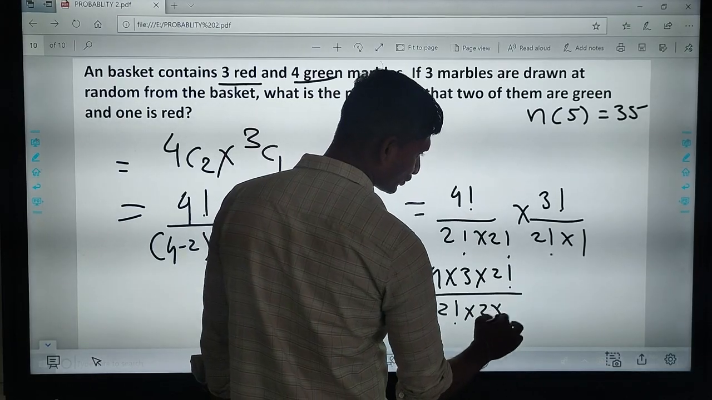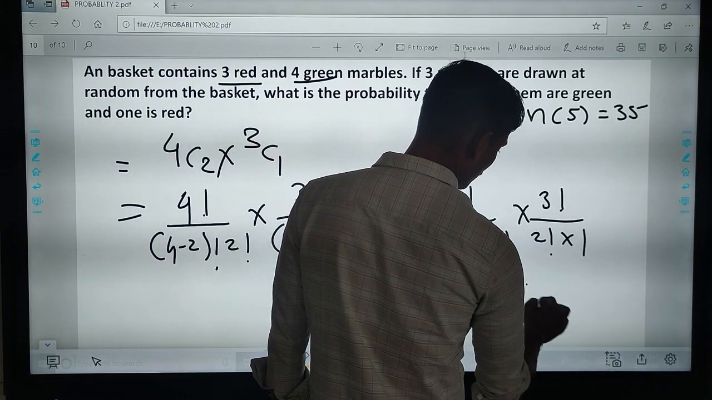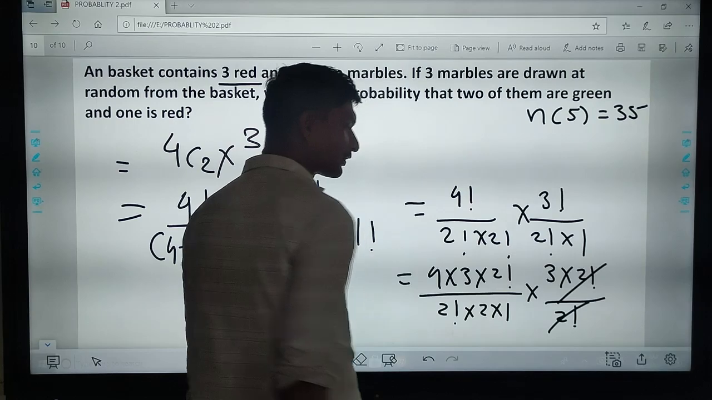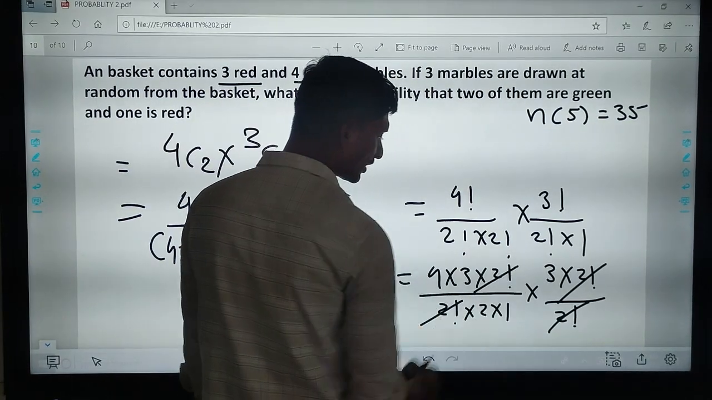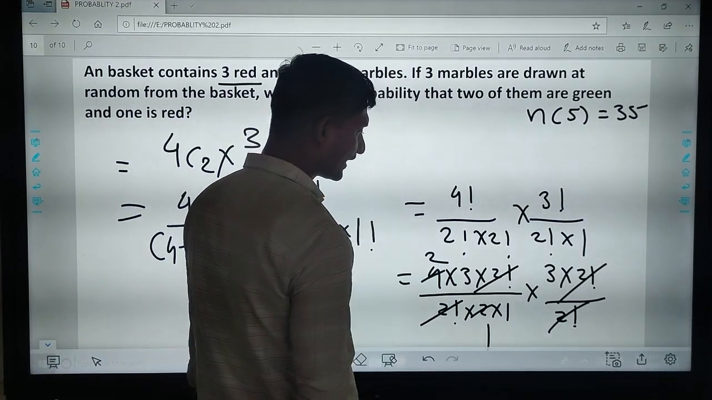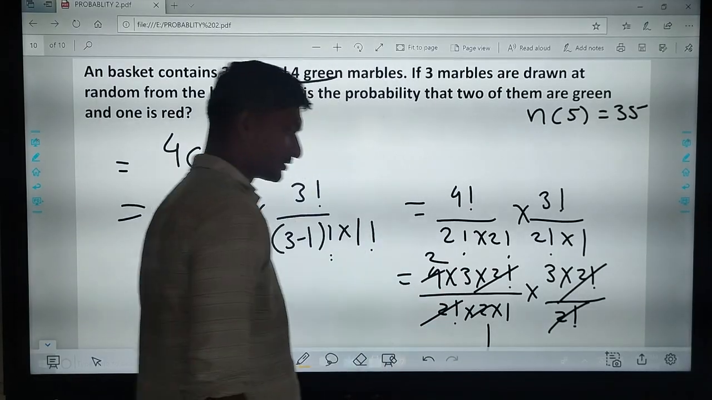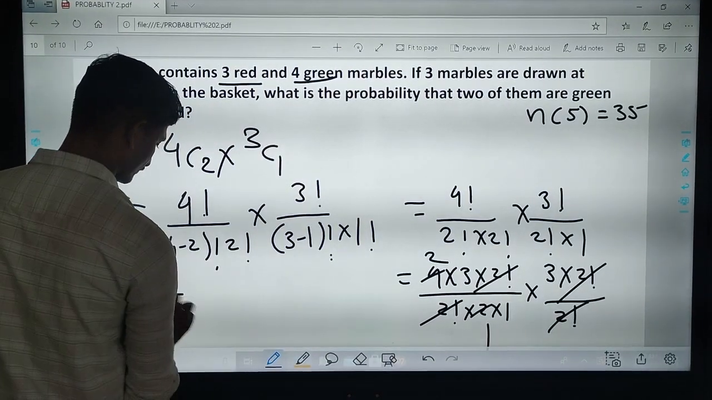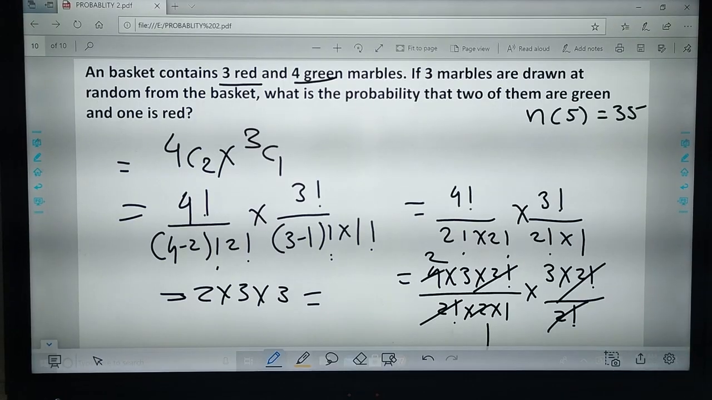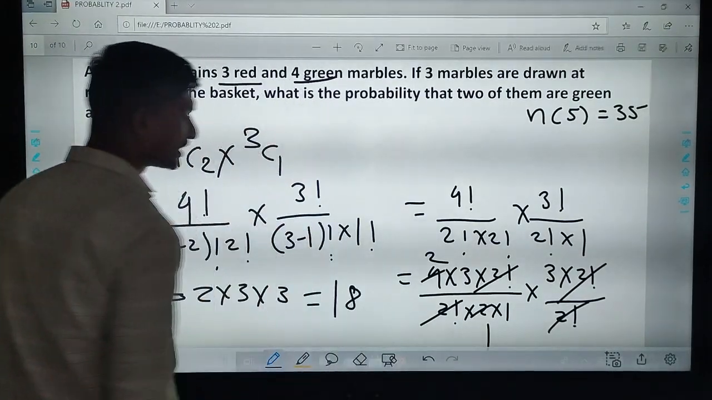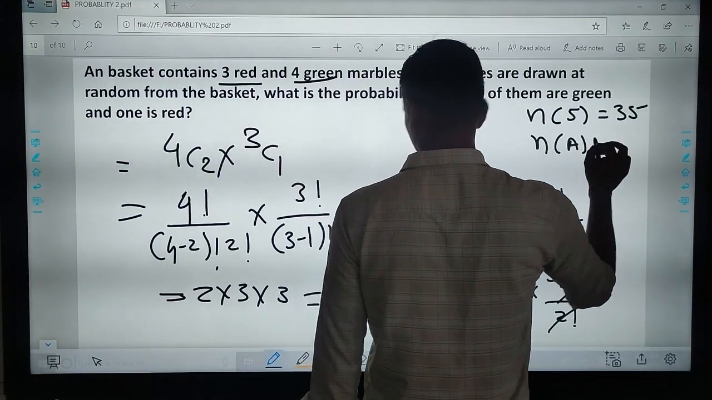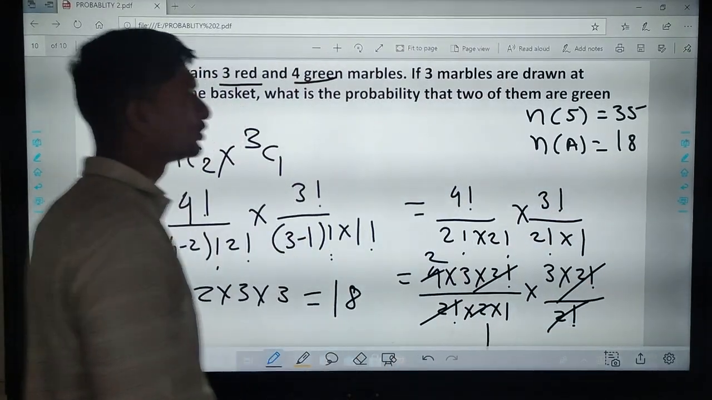Then 2 factorial means 2 into 1, into 3 factorial means 3 into 2 factorial, divided by 2 factorial. 2 factorial gets cancelled. Then remaining is 2 1s are 2, 2 2s are 4. Then your remaining is 2 into 3 into 3. Then this multiplication is 3 3s are 9, 9 2s are 18. Then your n of A is equal to 18.